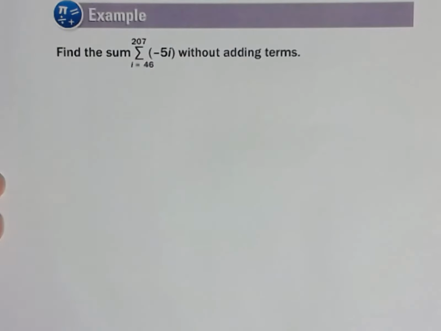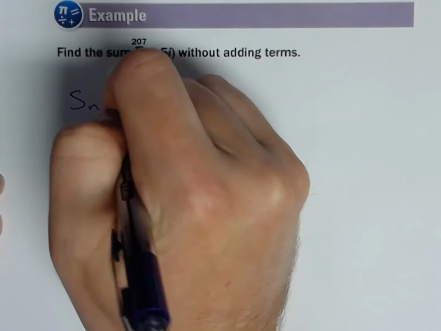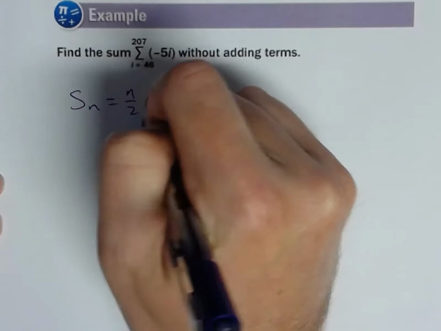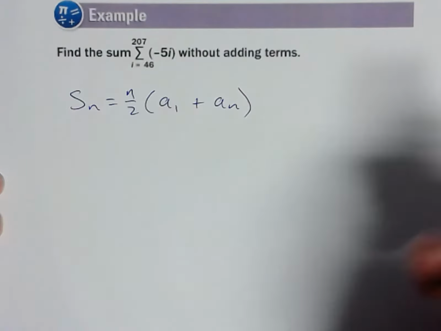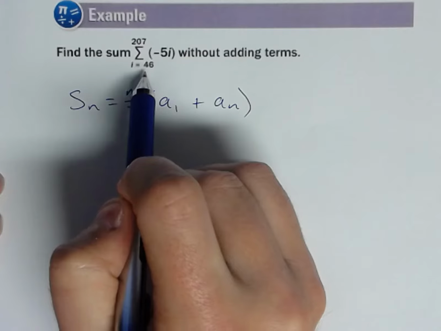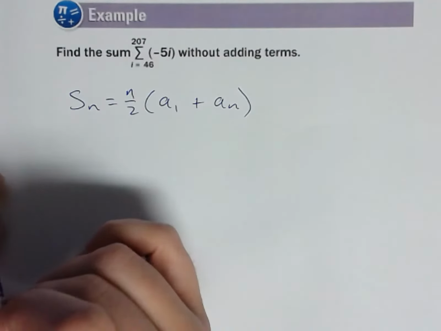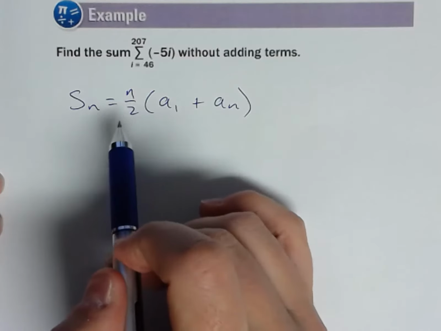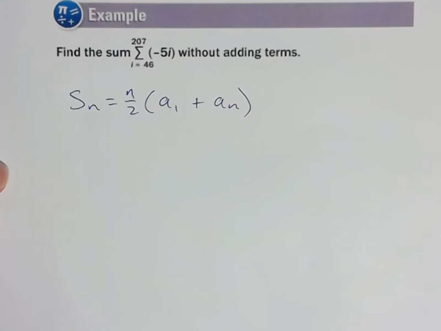And so you do it very similar though, except instead of having our general formula here, n over 2 times a1 plus a sub n, in this case, the first term is actually the 46th term. The nth term is still the same. You'd put 207 there. And then we just need to figure out what our step is. So let's go ahead and plug things in here.